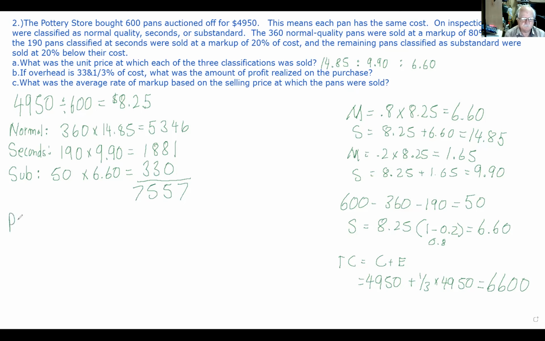And so now that we know their revenue, and over here we know their total cost, we can figure out profit. Profit equals total revenue minus total cost. So 7,557 minus 6,600. And I think that's indeed the right answer that I'm seeing popping up there quicker than I can grab my calculator. 957. That's the amount of profit.